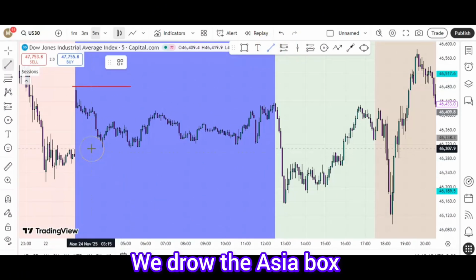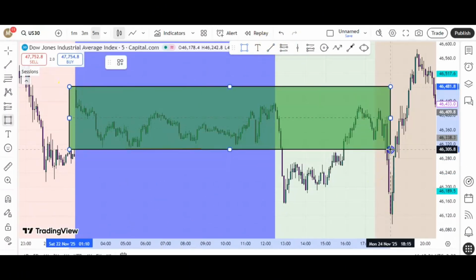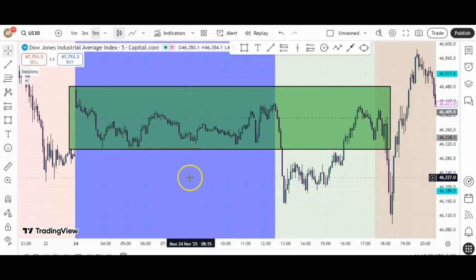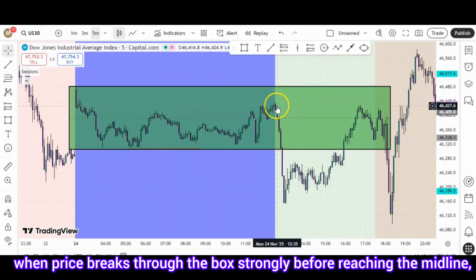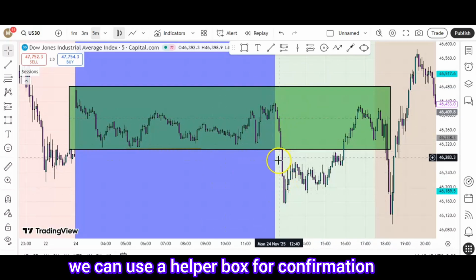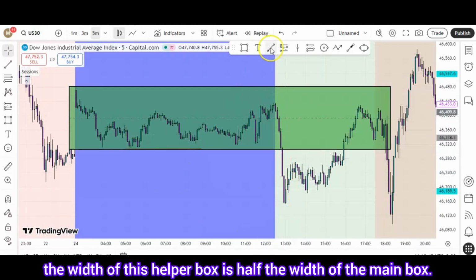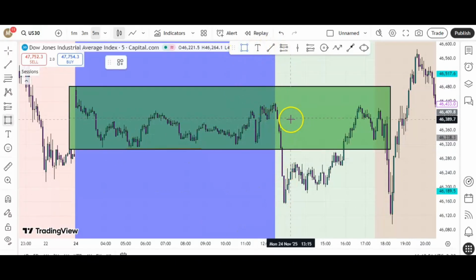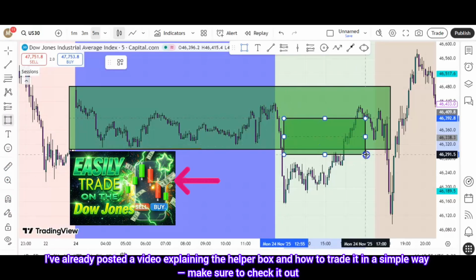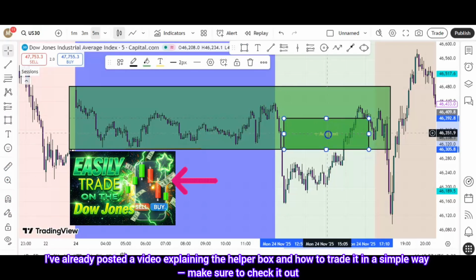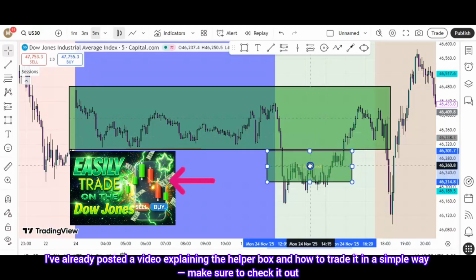We draw the Asia box. When price breaks through the box strongly before reaching the midline, we can use the helper box for confirmation. The width of this helper box is half the width of the main box. I've already posted a video explaining the helper box and how to trade in a simple way. Make sure to check it out.